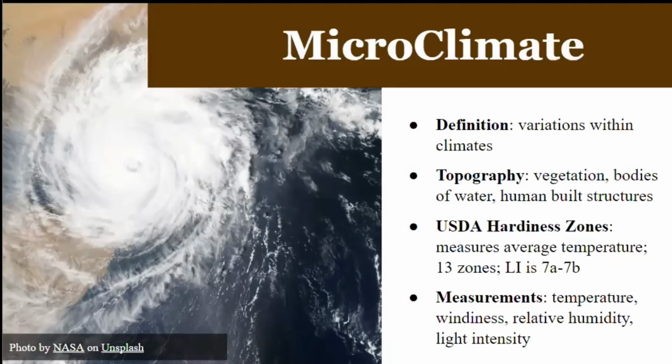So there are lots of measurements that you can take here. You can take temperature to define a microclimate, like I was just saying, windiness, relative humidity, light intensity, and other different types of measurements to quantify those very predictable, but also complicated factors impacting the site.